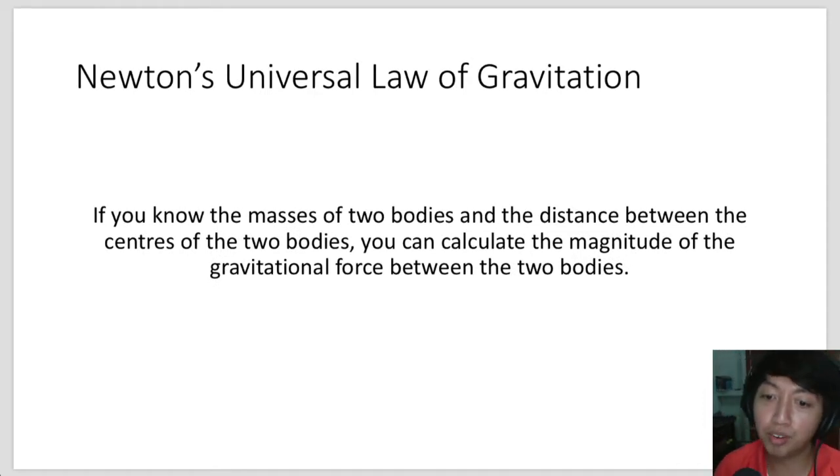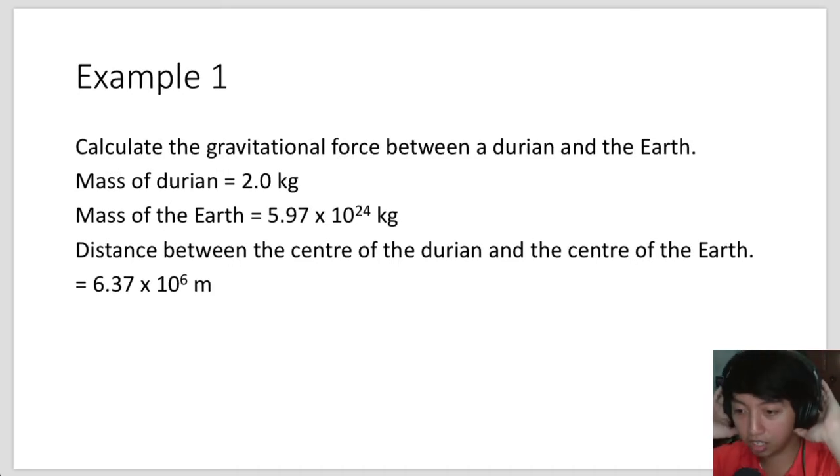So yes, if you know the masses of two bodies and the distance between the centers of the two bodies, you can calculate the magnitude of the gravitational force between the two bodies. So these are the two things that you need to know: the masses and the distance. These are the important pieces of information in every question when it comes to Newton's universal law of gravitation. All right.